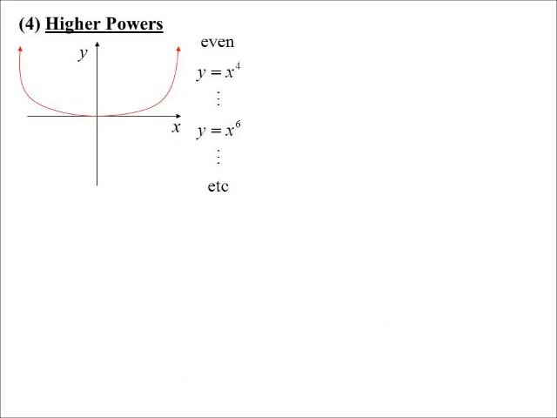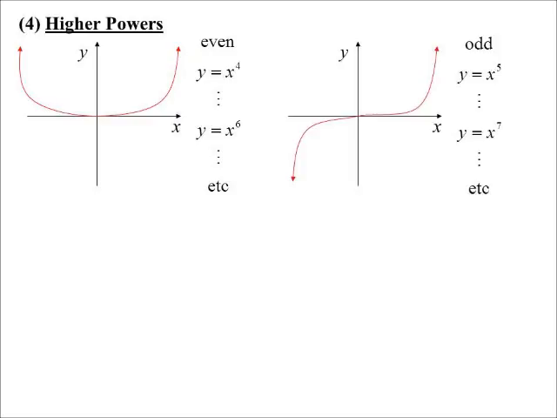Higher powers. Right. Anything to an even power will have that U shape. Only the squared is called a parabola. The others still have a U shape. But what happens is as the power gets higher, the U gets flatter at the base, steeper at the sides. And so similar with our cubics or our odd powers.